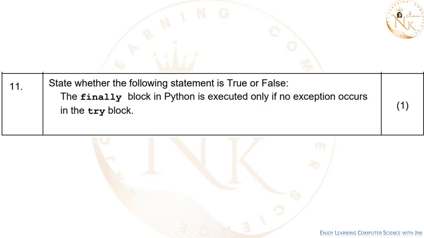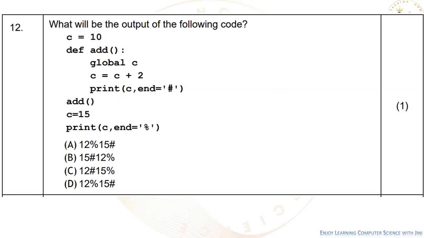Question number 11. State whether the following statement is true or false. The finally block in Python is executed only if no exception occurs in the try block. This is false. This is a direct answer because the finally block will execute whether the exception occurs or not. Finally will get executed. Hence it is false.